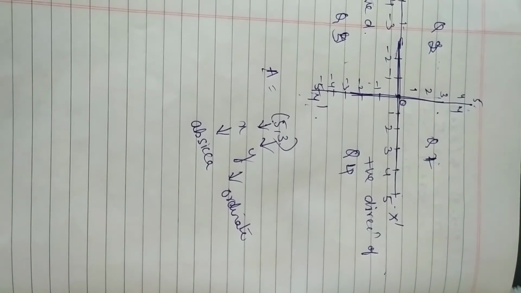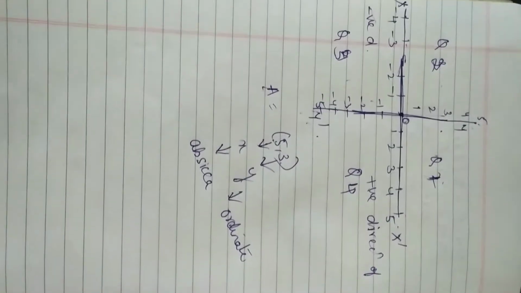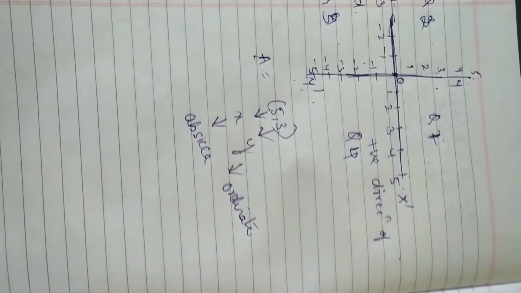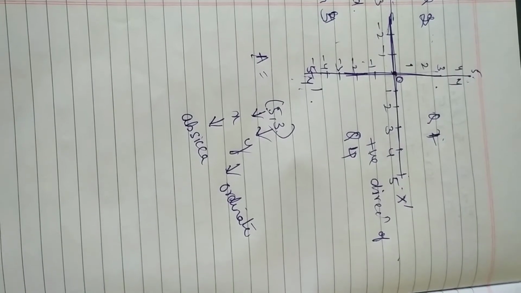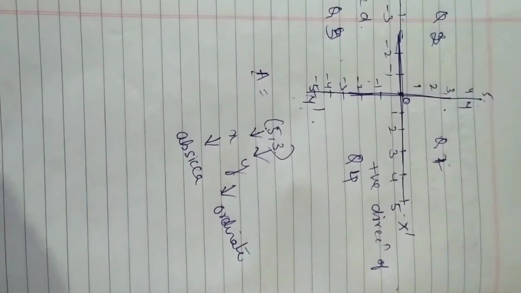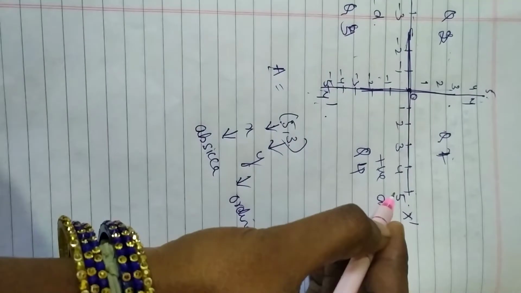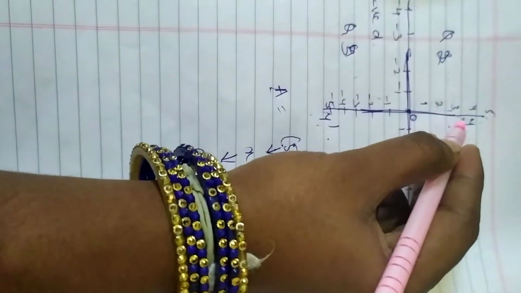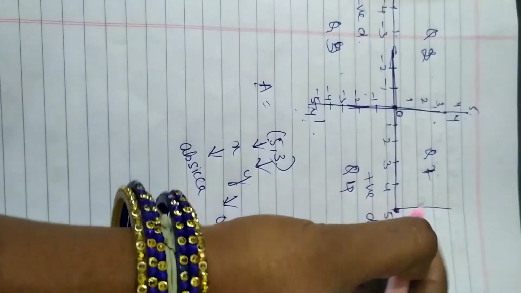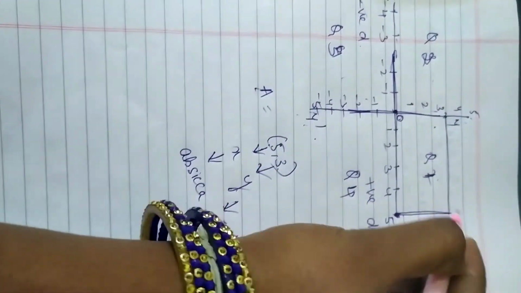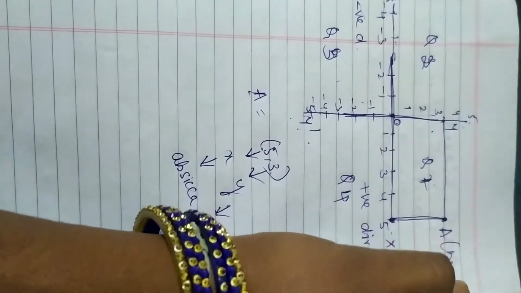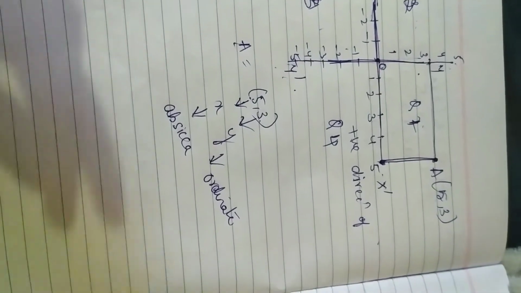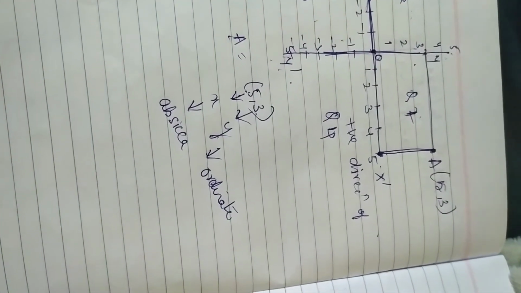Clear? If you want to locate this point on a given plane, how can you locate it? Tell me. See, here x is 5 and y equal to 3. Now just join here, draw a line like this. Now the point here is 5 comma 3. This is how you have to locate the points.